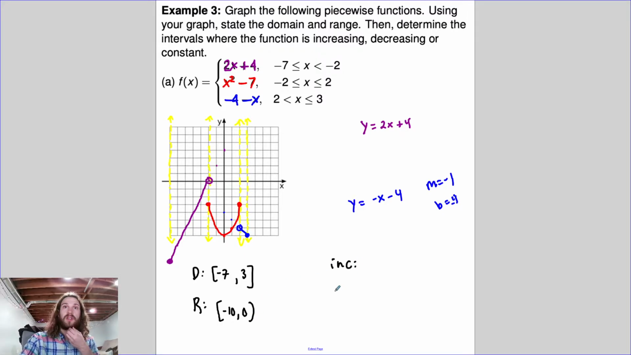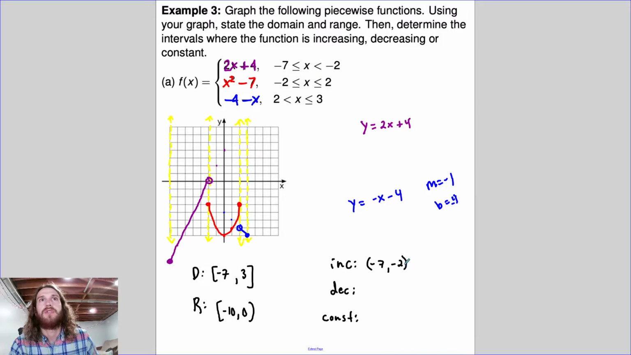Okay, increasing, decreasing, constant. Where is this increasing? If I was riding a bike from left to right, where are we going uphill? We're going uphill right here. We're increasing from, only the x values is what I'm interested in. Don't tell me the heights. Tell me the x values where I'm increasing. The x values where I'm increasing are from negative 7, you can just use parentheses here, over to negative 2.